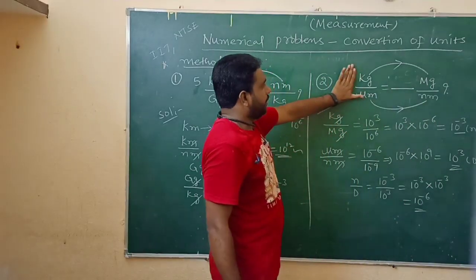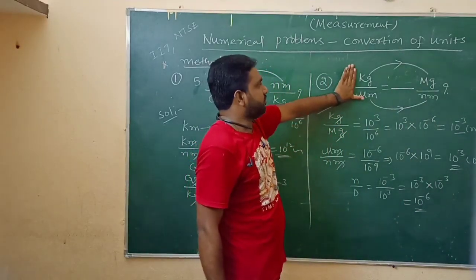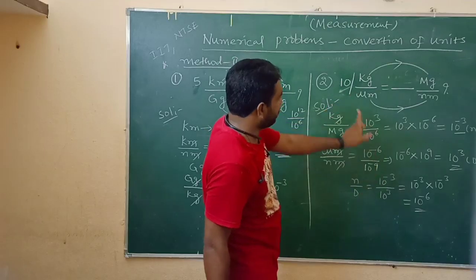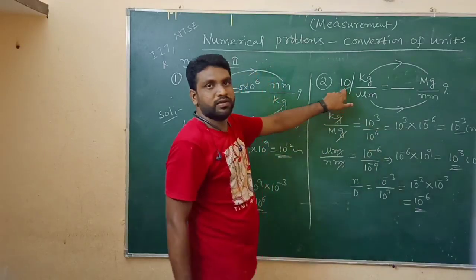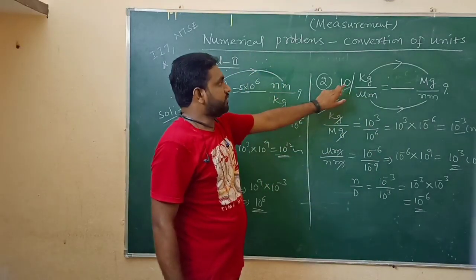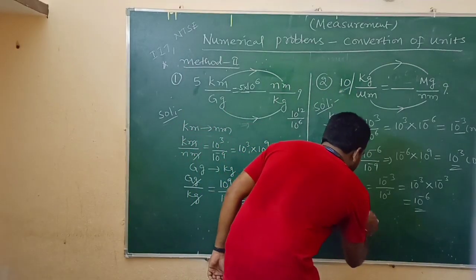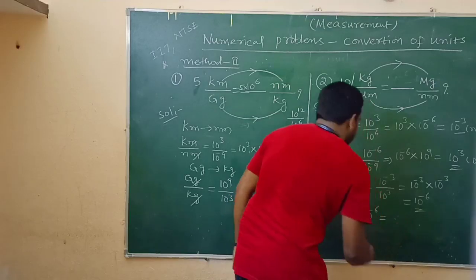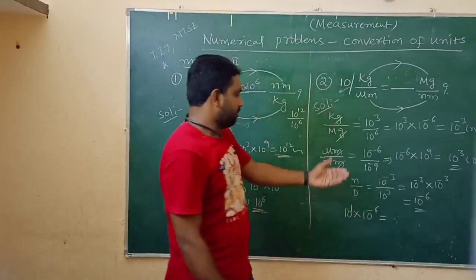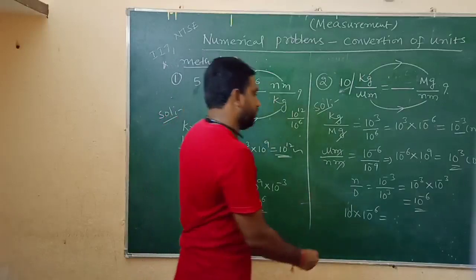Now up to here, this part is completed. After getting the answer, what do we need to do? Don't forget the multiplication with 10. So what is the answer here? Final answer: 10 into 10 to the power of minus 6. So this is 1 plus, minus 6 plus 1. What will you get? 10 to the power of minus 5.